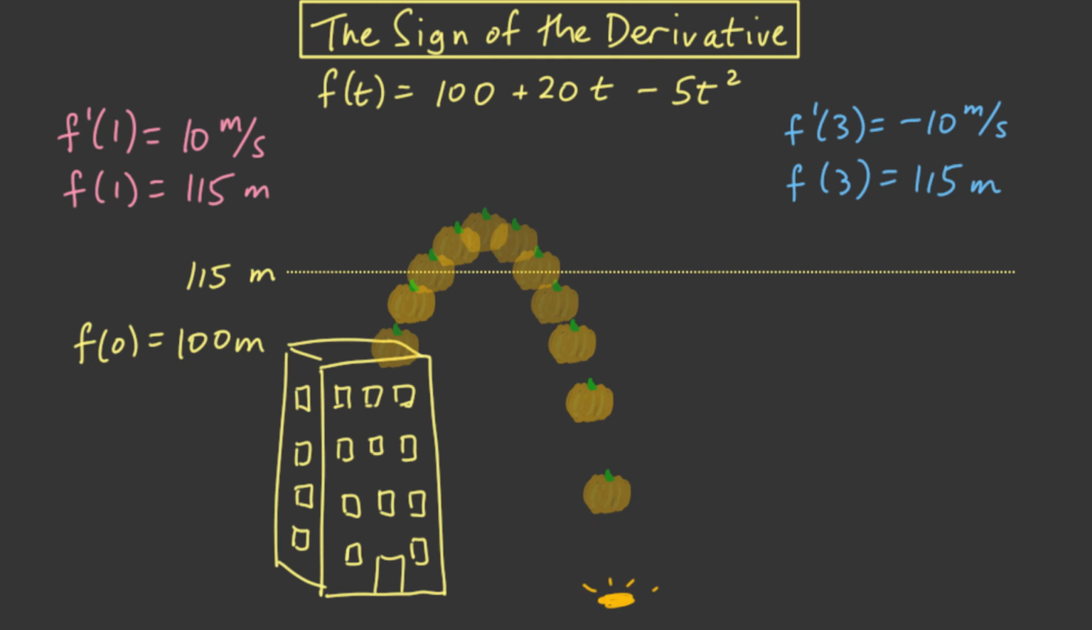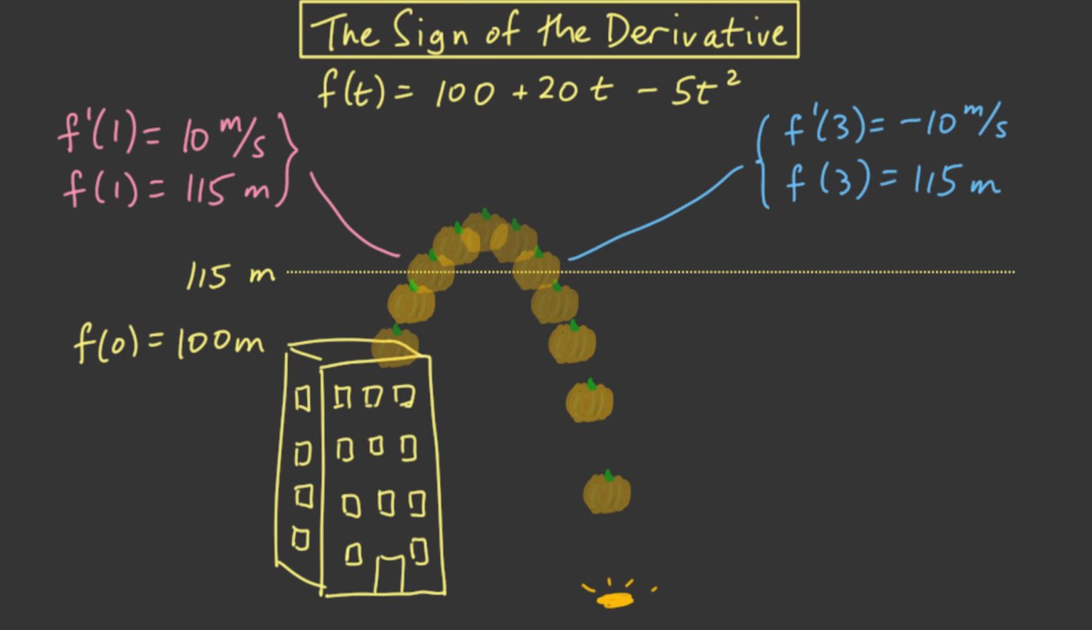So f'(1) is positive because it's measuring the instantaneous velocity when the pumpkin is moving upwards, or in other words, the height, f, is increasing. Whereas f'(3) is negative because it's measuring an instantaneous velocity at a time when f is decreasing. The height is going down.